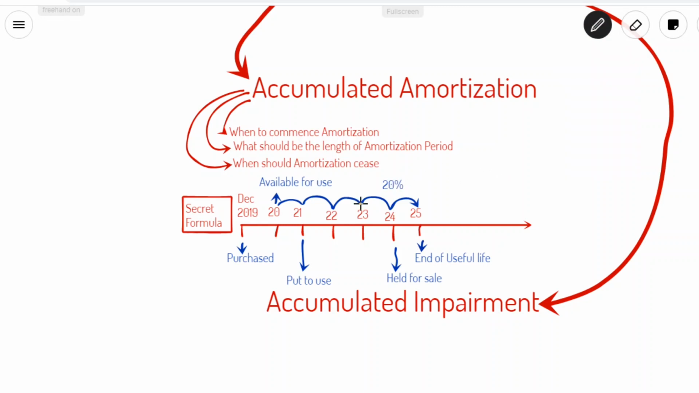And that is when the standard says that amortization shall cease at the earlier of when the asset is derecognized or the asset is held for sale. So we now have a good idea of when to start amortization, when to stop it, and how long the period should be. Now let's come to the amortization method.